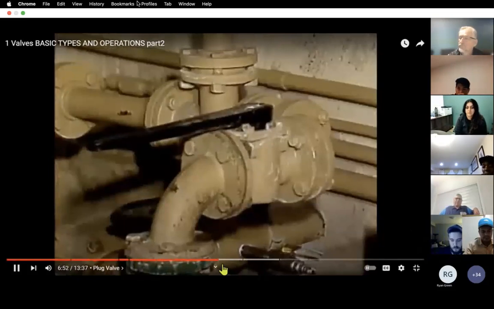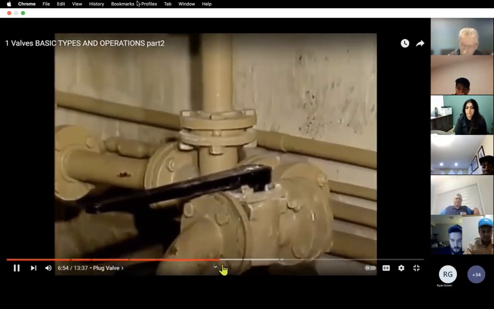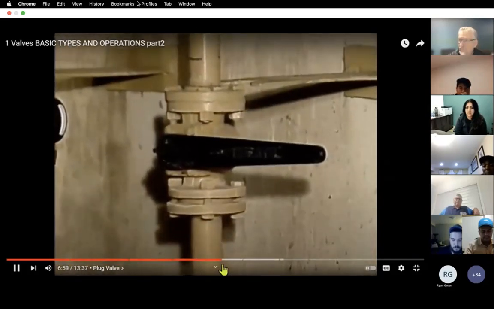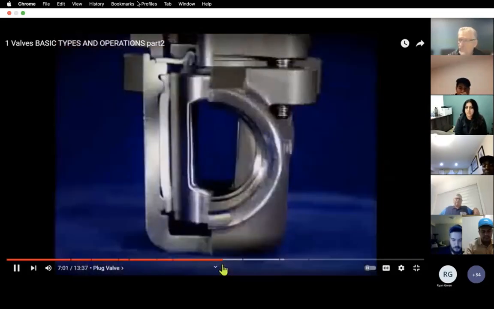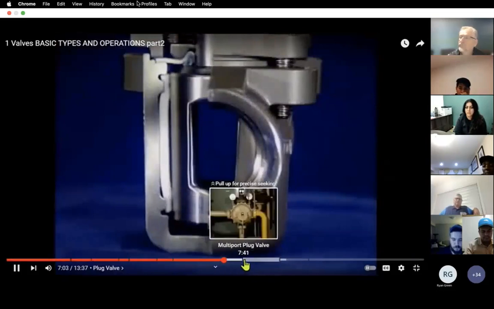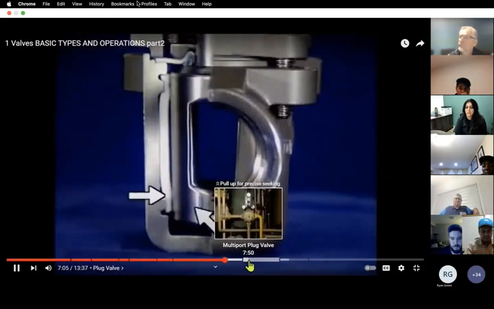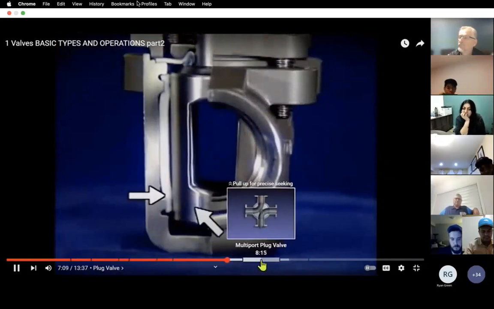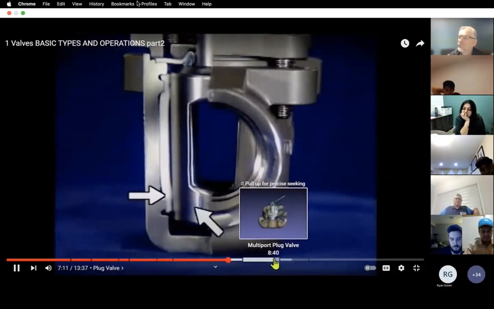If the handle of the valve is in line with the piping, then the valve is open. If the handle of the valve is perpendicular to the piping, then the valve is closed. For complete shutoff of fluid flow, the plug and seat must make a close fit as the plug turns in the valve body. The close fit is needed to avoid leakage around the plug.